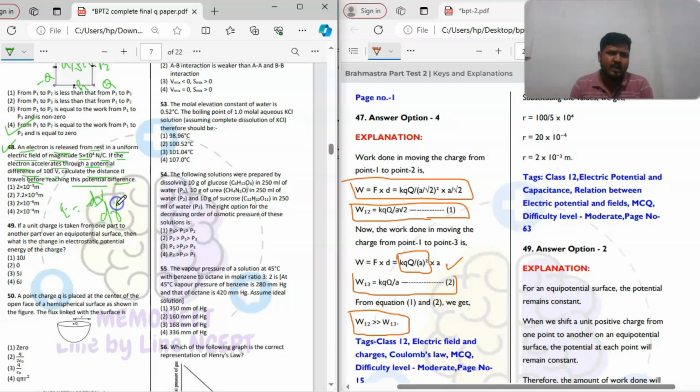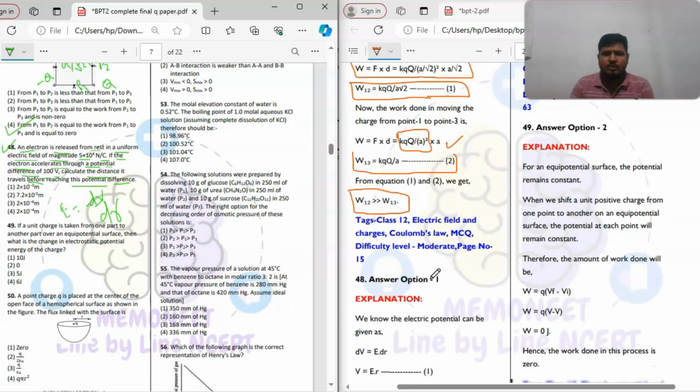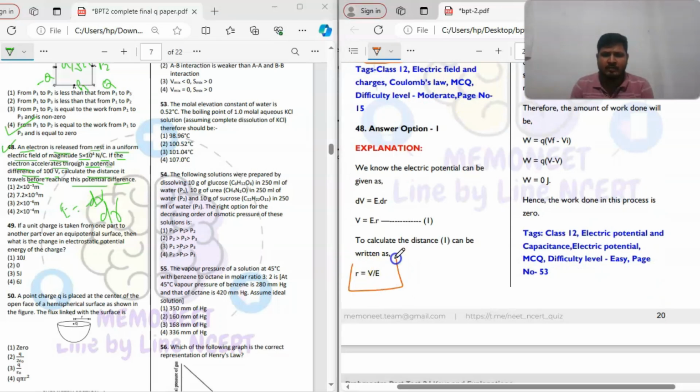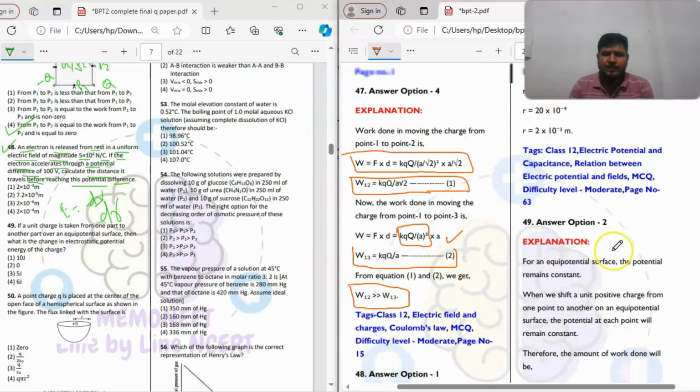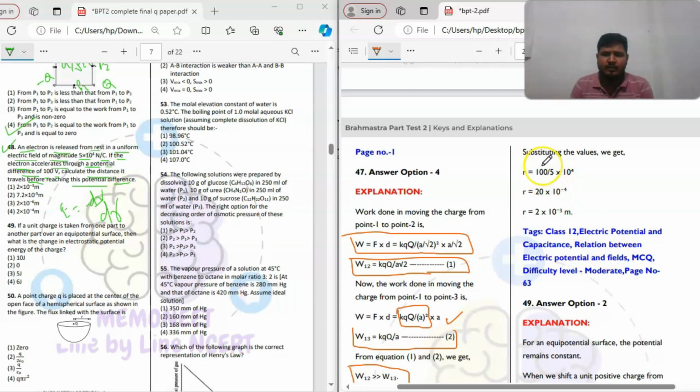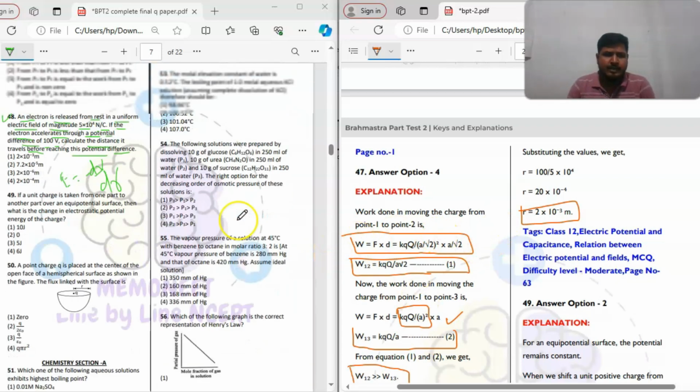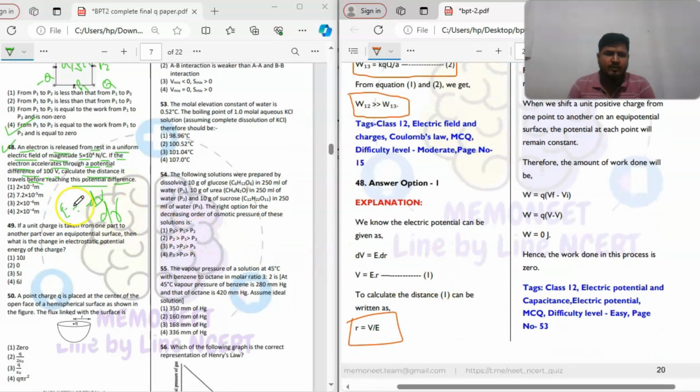So in this question, simply we will use E is equal to minus dV by dr. Here the potential is constant, electric field is constant. So directly we will use E is equal to V by R, so R is equal to V by E. Now we know the value of V, 100 volt, and we know the value of E, that is 5 into 10 to the power 4. After solving this, we will get R is equal to 2 into 10 to the power minus 3 meter. So our first option is the correct option.